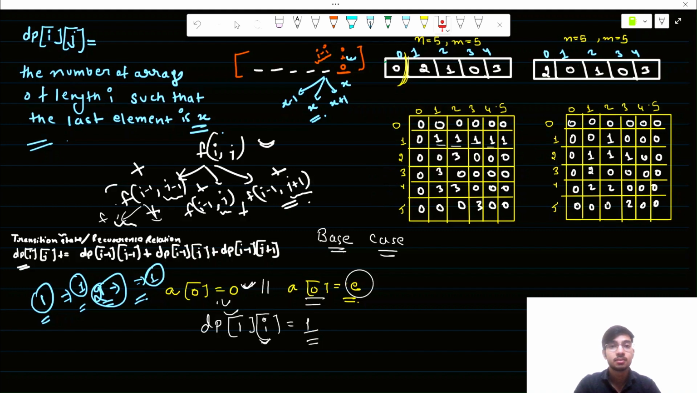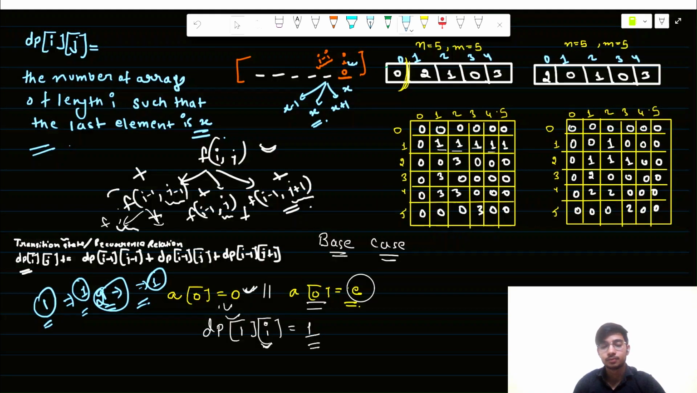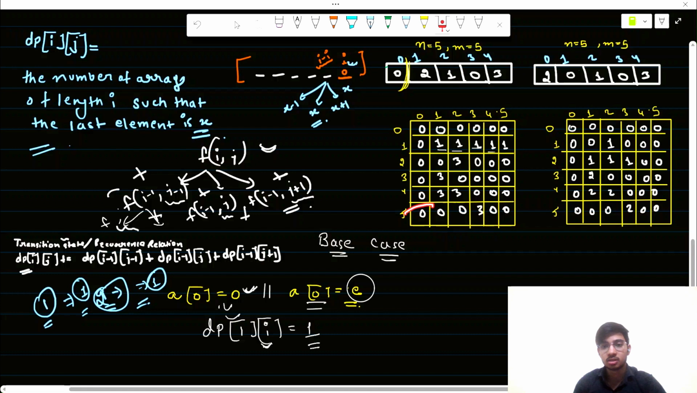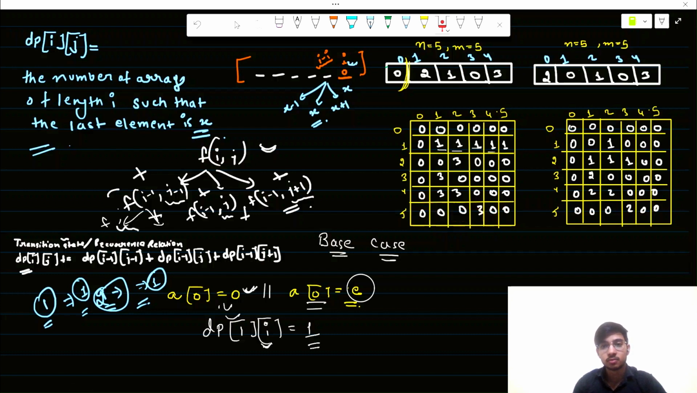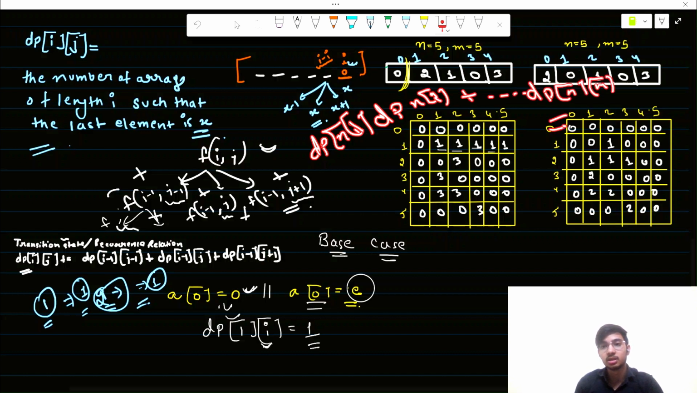So I hope you got the intuition. What will be the answer? The answer is the summation of all of this, that is, the number of possible arrays if you have the choices for the last element. So the answer is going to be dp[n][1] plus dp[n][2] plus up to dp[n][m]. So this will be the answer.